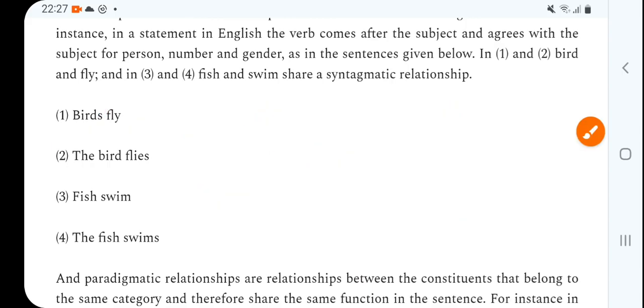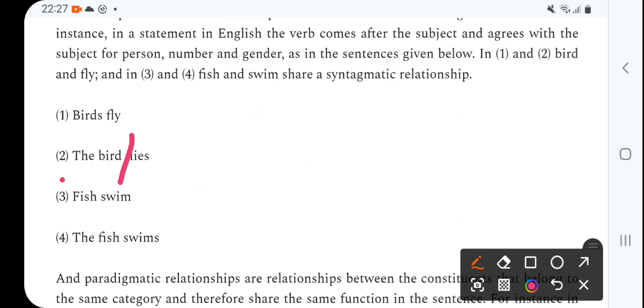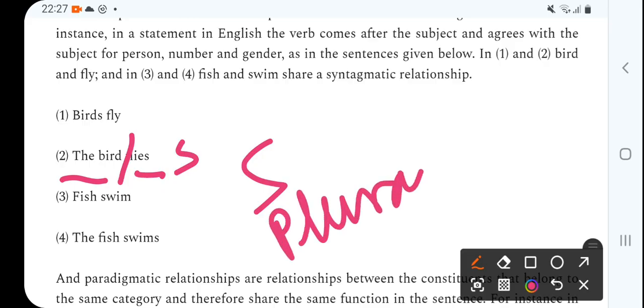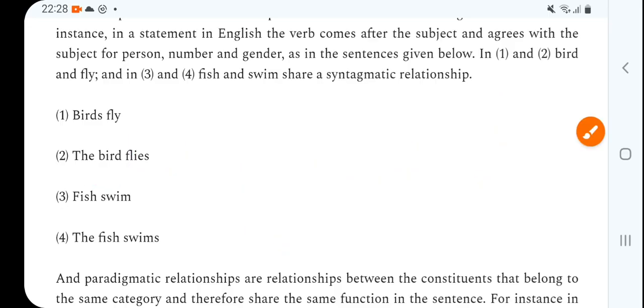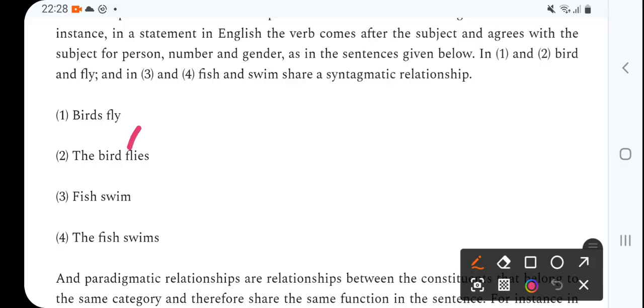Now in the next case, the bird is singular, and flies is singular. You know that when s is added to a noun, it becomes plural. I'm repeating: when s is added to a noun, it becomes plural. But when s is added to a verb, it becomes singular. So you have to remember, the bird is singular and flies is singular.